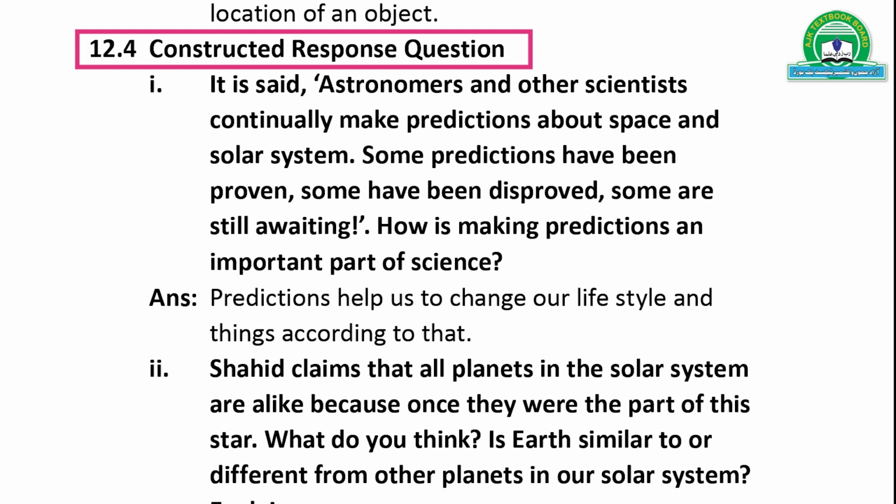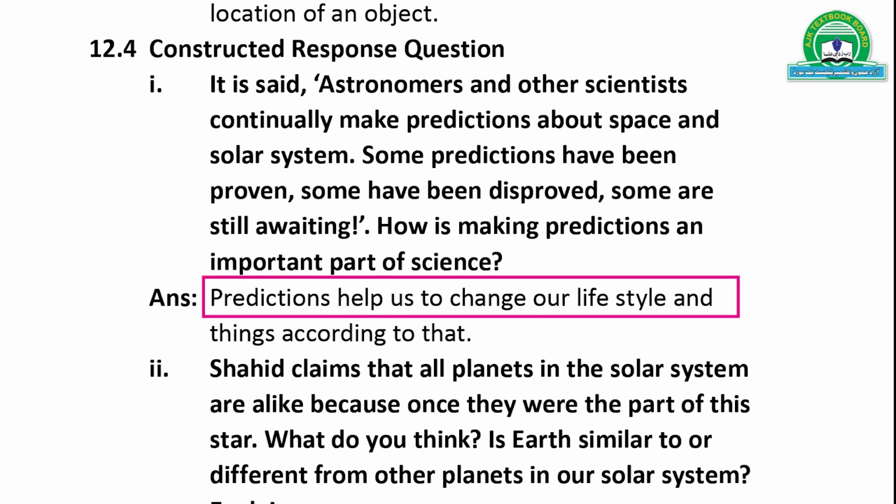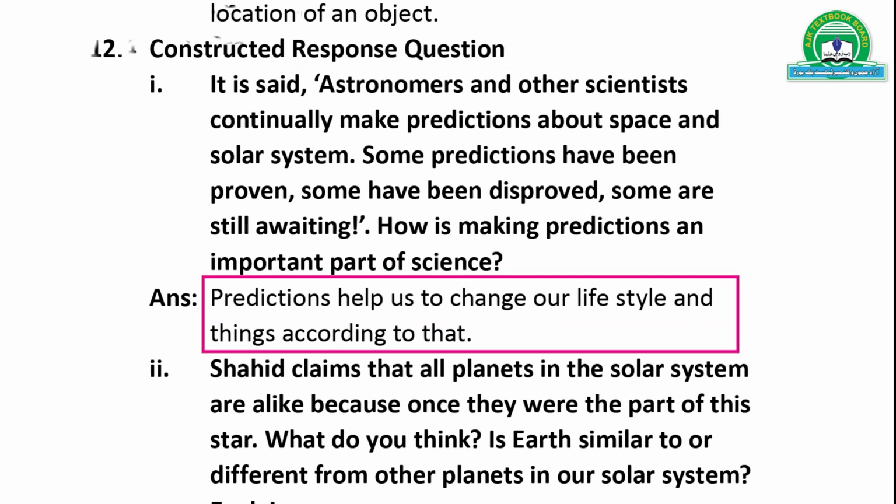12.4 Constructed Response Question. It is said astronomers and other scientists continually make predictions about space and the solar system. Some predictions have been proven, some have been disproved. Some are still awaited. How is making predictions an important part of science? Predictions help us to change our lifestyle and things according to that.